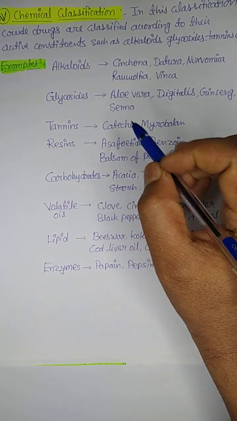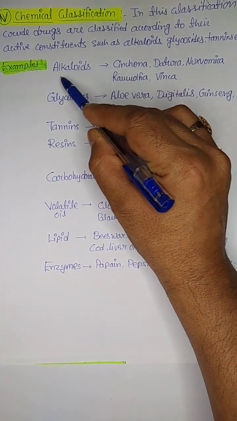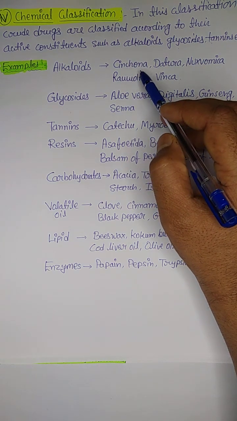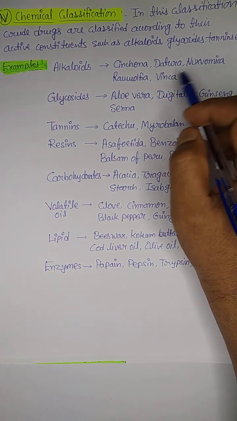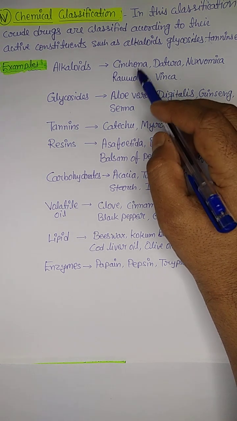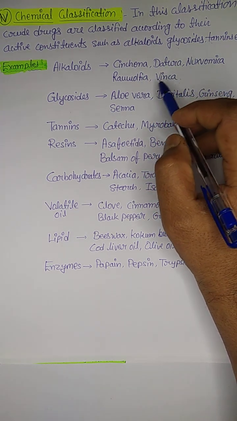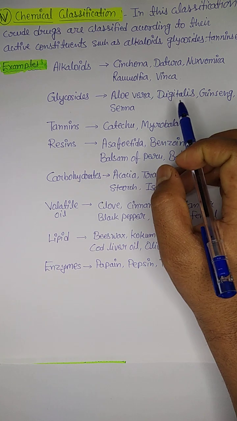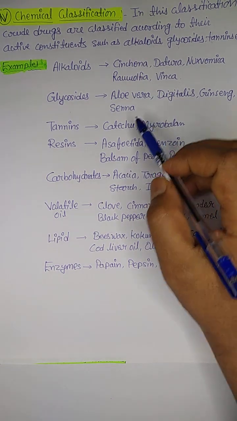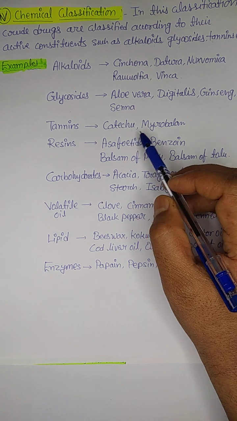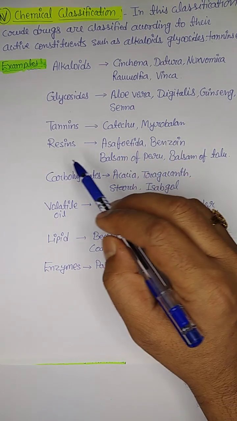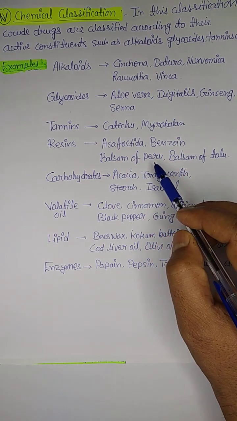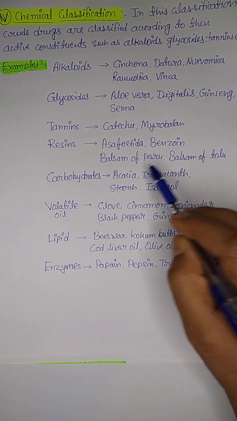Examples are very, very important when you are writing the classification of crude drugs. When we talk about alkaloid-containing crude drugs, we have A and B, we don't have C for cinchona, D for datura, N for nux vomica, then Rauwolfia and vinca. These are the popular drugs containing alkaloids. Coming to glycosides, we have aloe vera, digitalis, ginseng and senna. Coming to tannins, we have catechu and myrobalan fruit. In the resin section, we can write A for asafoetida, B for benzoin, B for balsam of Peru and balsam of Tolu. Peru and Tolu, these two you can remember.